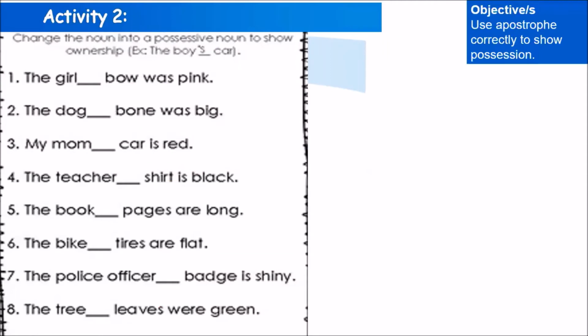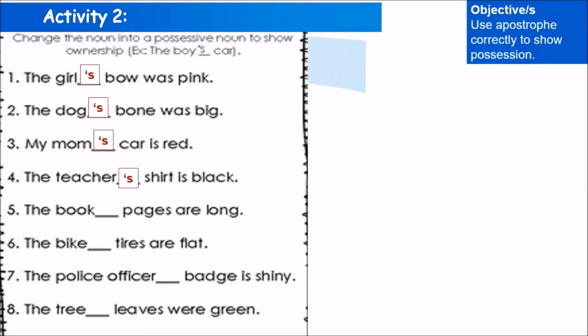So here, the girl, apostrophe S, bow: the girl's bow was pink. Next, the dog, apostrophe S: the dog's bone was big. My mom, apostrophe S: my mom's car is red. The teacher, apostrophe S: the teacher's shirt is black.